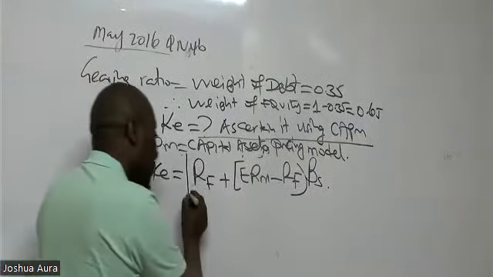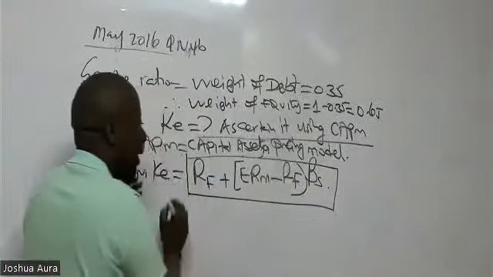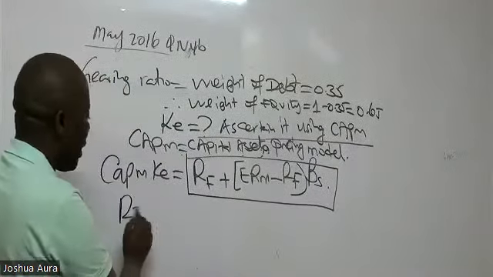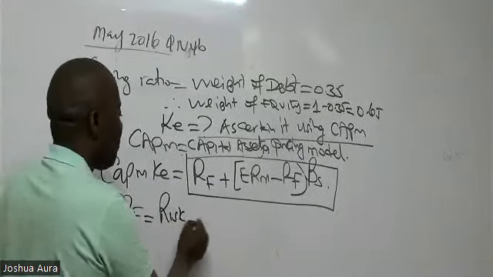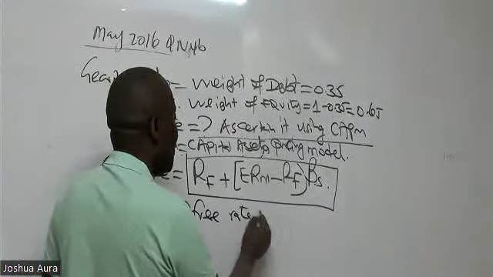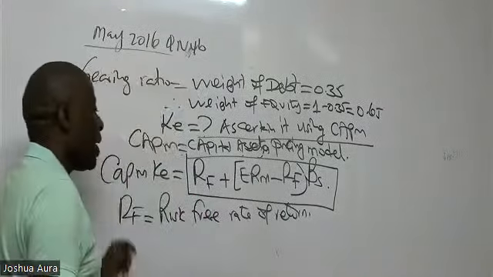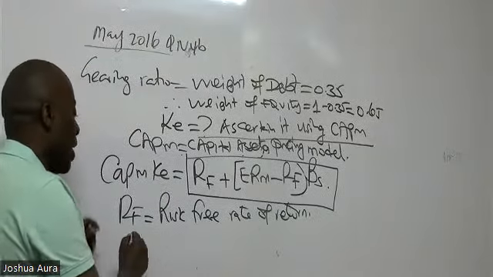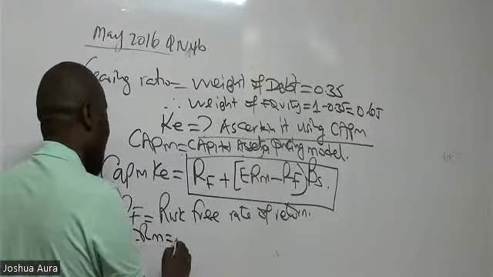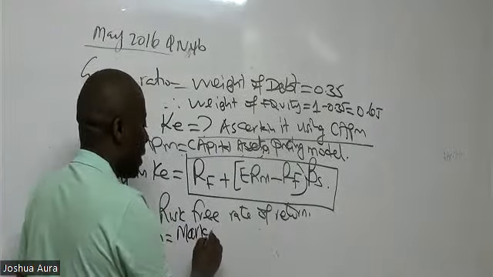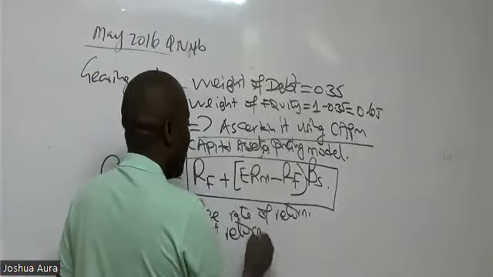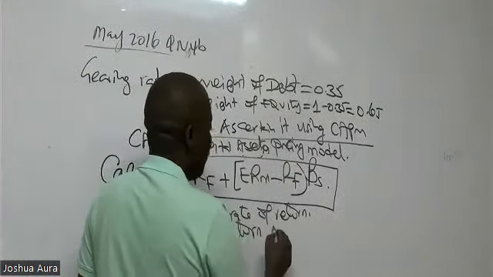For now, what I would want you to do is to cram this. Please go there and highlight this. RF is the risk-free rate of return. And then we have ERM, which is the market return. Just call it market return. And then we have Bs, which is the beta of a security.